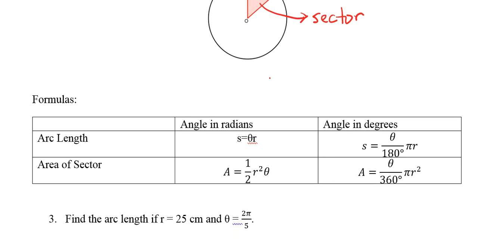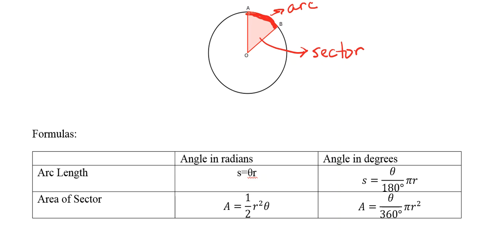Now we do have some formulas for helping us find those. If I'm looking for that distance on the outer edge, it's not the entire circumference, it's just a piece of it. Depending on if your angle is given to you in radians or degrees: if it's in radians, you would do the formula S equals theta r, where theta represents the angle created between the two radii. If the angle is given to you in degrees, then you would do theta over 180 times pi times r.